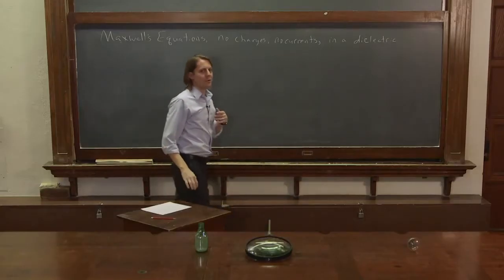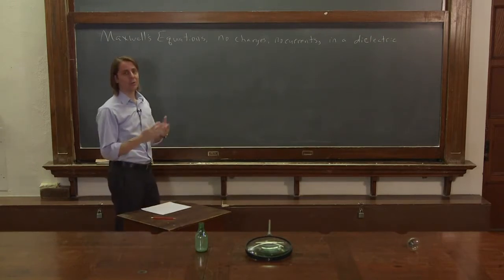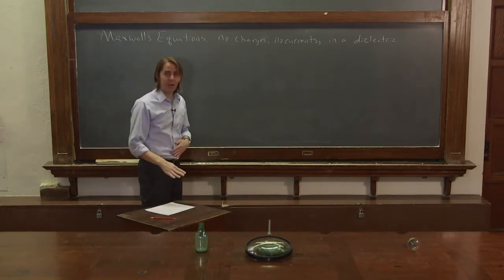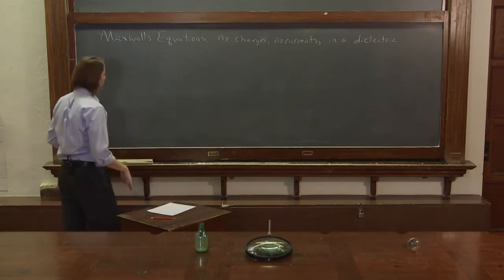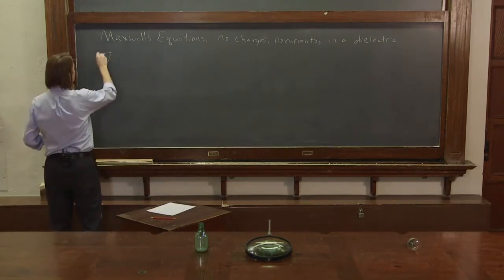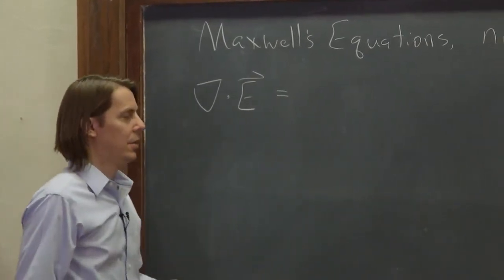So there are charges there. They're just in a neutral material, so they always cover each other up. Or do they? All right, so let's see what will happen. So we're going to look at Maxwell's equations in differential form. So we start with Gauss's law. Del dot E.